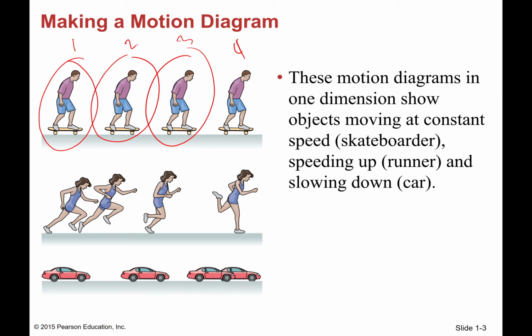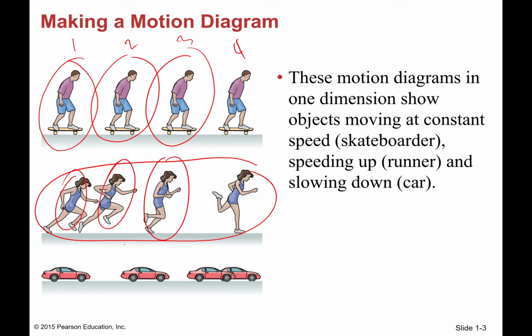It's a tool that we can use to describe motion. Here we have a runner, and that runner is speeding up. There is an acceleration, she's increasing the speed, so we have a picture, we have another one, we have another one here, we have another one. And same for this car here, this car is slowing down, so we have these pictures here.